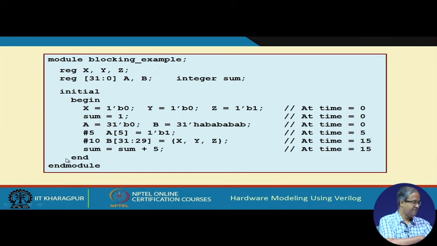And lastly, sum we are incrementing by 5. So, again because there is no delay here, this will also happen at time 15. This is just an example showing how the times are kept track of in blocking assignments.